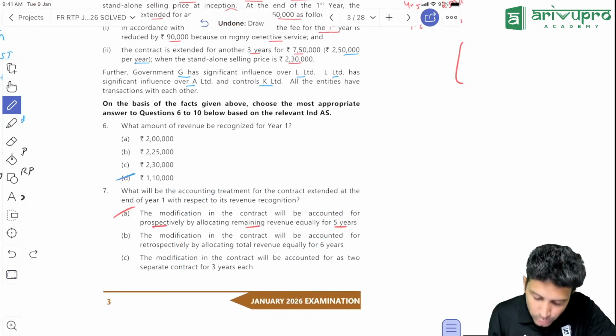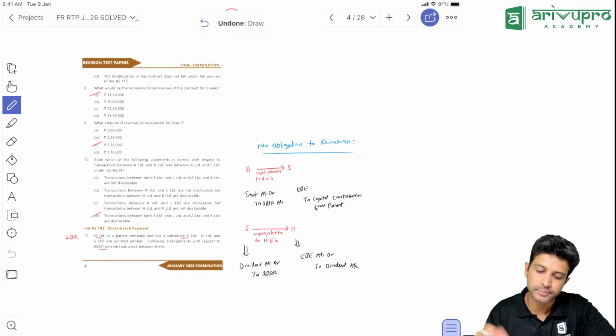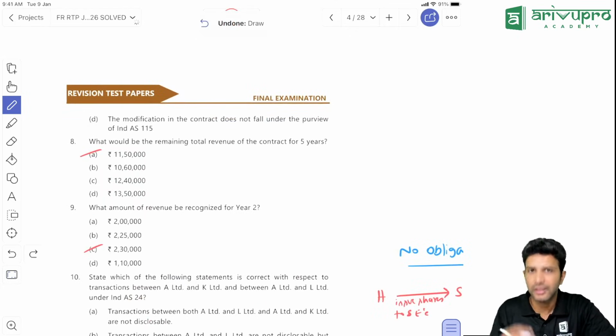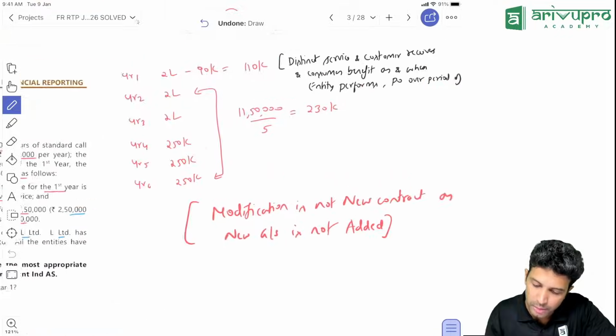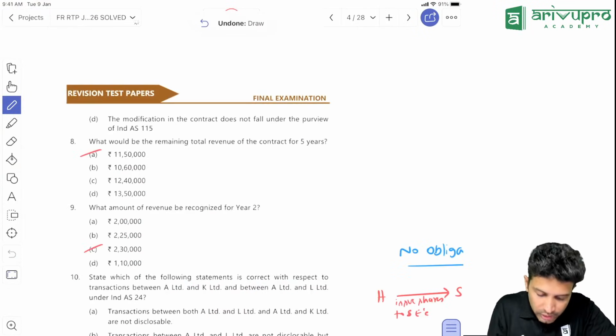We don't do it retrospectively, we do it prospectively. Okay, that is option A for alpha, the right option. Second, what is the remaining total revenue for 5 years? They're asking, what is the total remaining revenue? The total remaining revenue we have to recognize is 11.5 lakh. And each year, 230. Total revenue is 11.5 lakh.